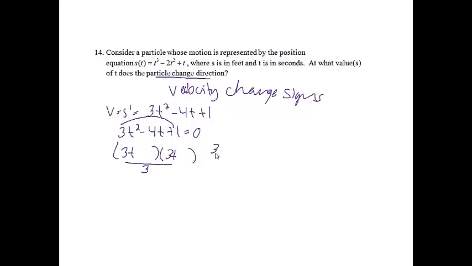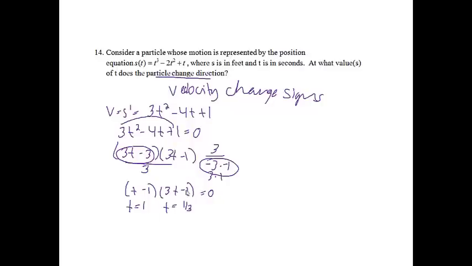3 times 1 is 3. -3 times -1, 3 times 1, -3 plus -1 gives me -4 in the middle. And then I do need to divide the 3 out of one of those parts, and I'm going to divide it out of this one, so it will be t minus 1, and then 3t minus 1 equals 0. And then if I set each of these equal to 0, this would be t equals 1, and this one is going to be t equals 1/3.